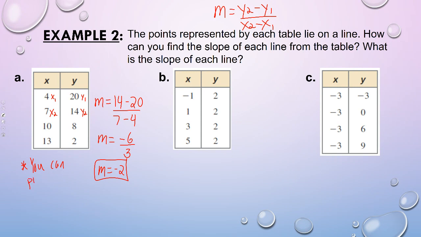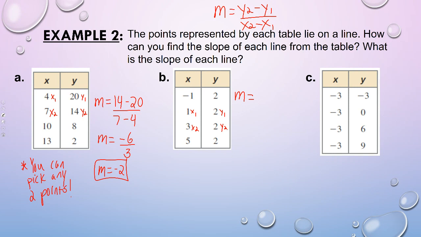So you can pick any 2 points to use as your y2 and y1 and x2 and x1. Doesn't matter. Let's look at our next example here. So again, I'll use the middle 2 points here. So x1, y1, x2, y2. So remember, change in y over change in x.